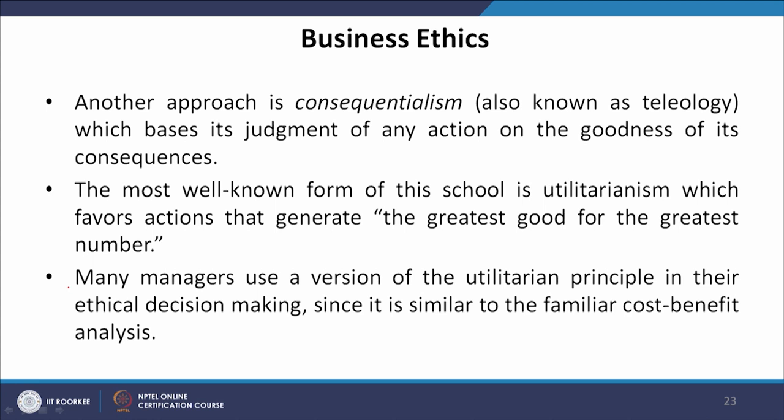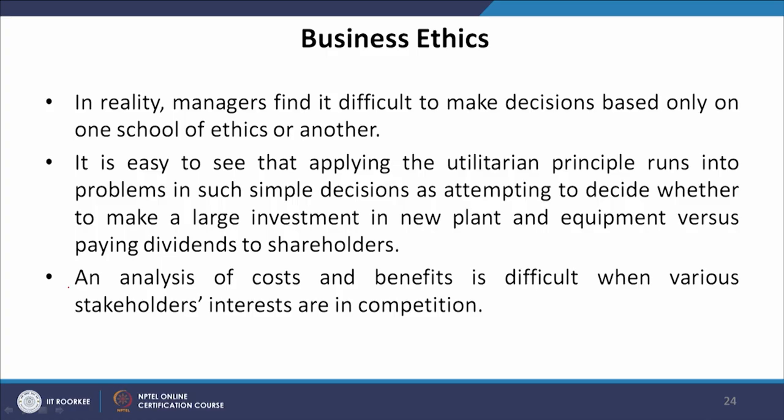of its consequences. The most well-known form of this school is utilitarianism, which favors actions that generate the greatest good for the greatest numbers. Many managers use a version of the utilitarian principle in their ethical decision making, since it is similar to the familiar cost-benefit analysis. In reality, managers find it difficult to make decisions based only on one school of ethics or another.